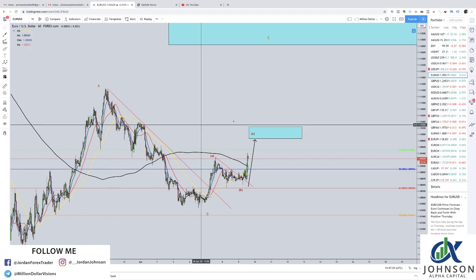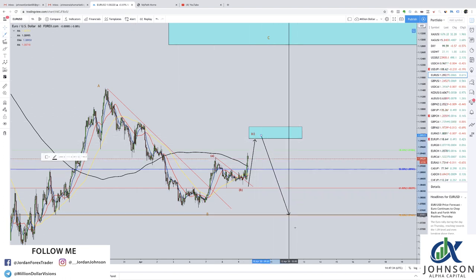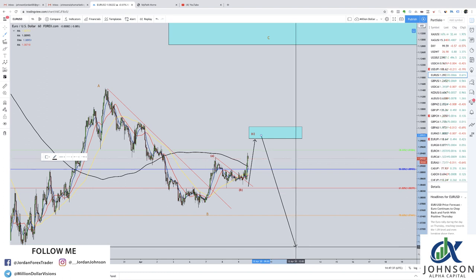So looking at the euro, first targets on this trade, I'm targeting up into this blue box because it is very well likely that we just go to this blue box and come back down lower. That is likely.